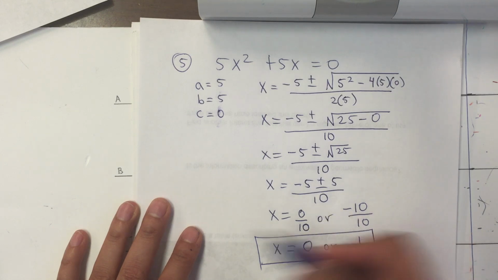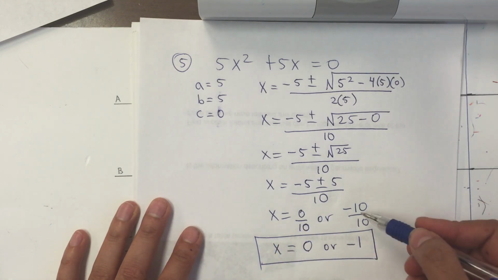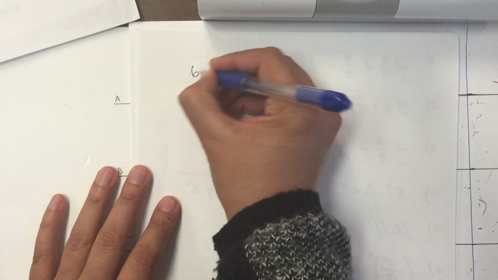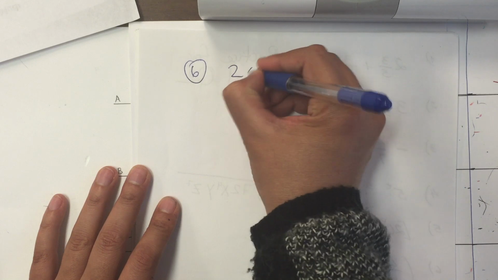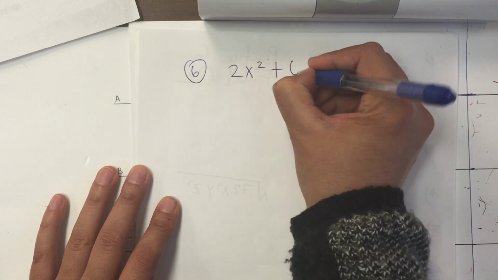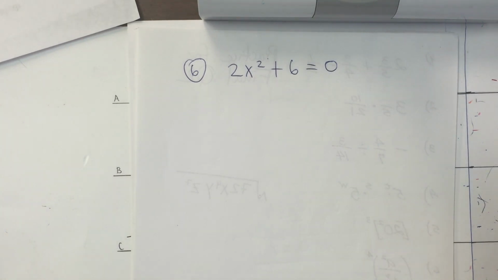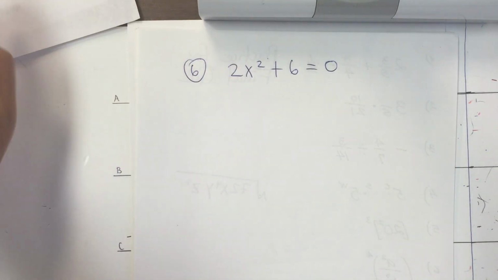So 0 divided by 10 is 0, and negative 10 divided by 10 is negative 1. Okay, you can write in the meantime this example.